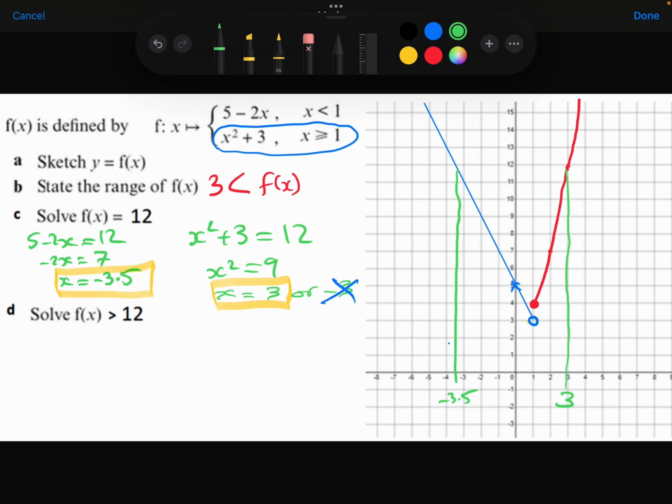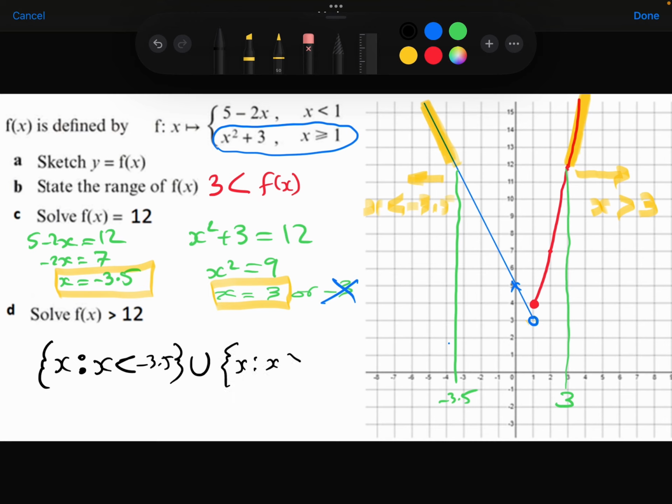Part D then asks to solve f of x is greater than 12. Well, I can see that it's greater than 12 over here and over here. These values of x are greater than 3. These values of x down here are less than minus 3.5. And I could leave my answer as those two inequalities, or if I wanted to, I could combine them together in set notation to say it's a set of values of x such that x is less than minus 3.5, or the set of values of x such that x is greater than 3.